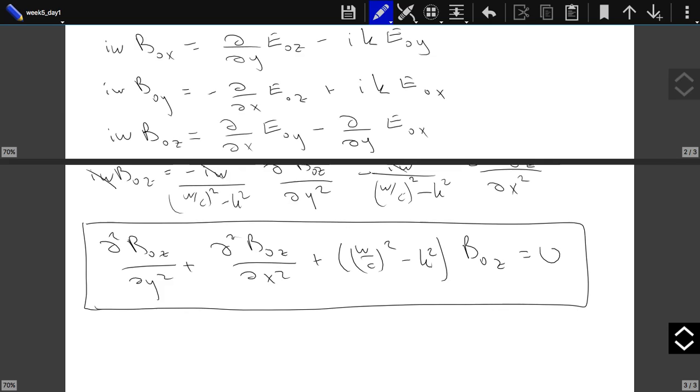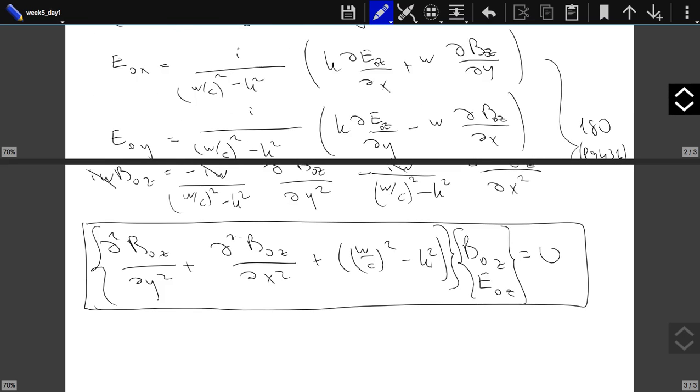Well, hold on. Let me write the equation for E0z. Let me see. Okay, so let me write it in this form. E0z also satisfies the same equation. You see, I don't want to find the differential equation satisfied by E0x and E0y, or B0x and B0y. I don't need them.